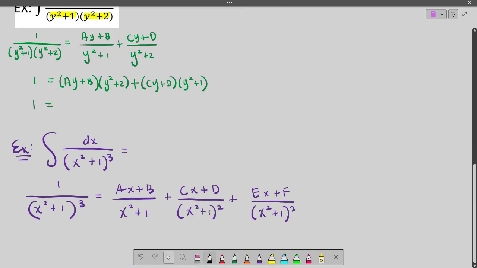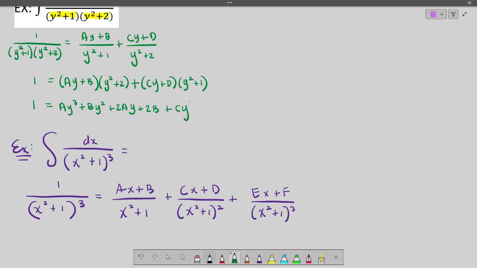So our PFD equation simplified. Now we have to expand our PFD equation. So we're going to have ay cubed plus by squared plus 2a times y plus 2b, and then FOIL this one, we get cy cubed plus dy squared plus cy plus d. So there's our PFD equation.